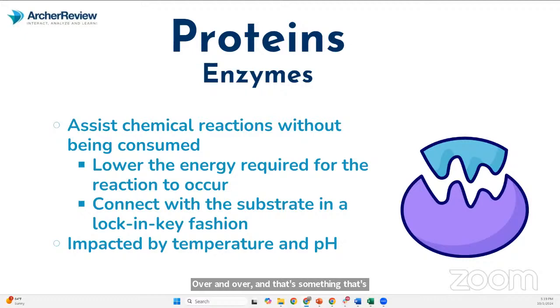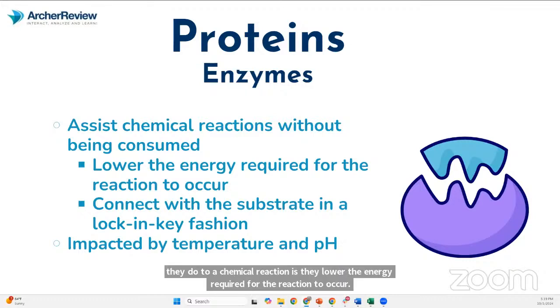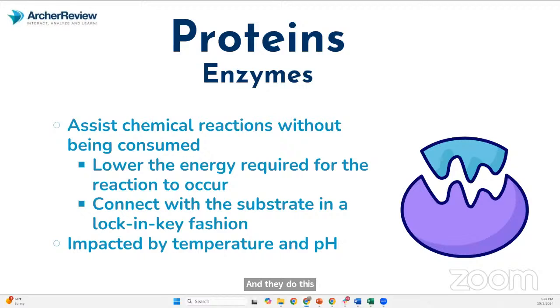What they do to a chemical reaction is they lower the energy required for the reaction to occur. And they do this by locking in with their substrate. So that's what our visual is on the screen. They lock in like a key and a lock type orientation. And that's good and that's bad in the sense that if the temperature is different than that enzyme is comfortable in, or if the pH is different, it can change that shape and it can impact the enzyme's function, and it won't function as well, or it may not function at all.